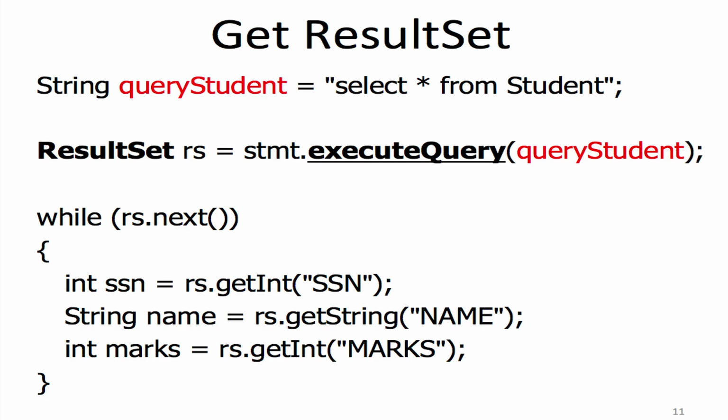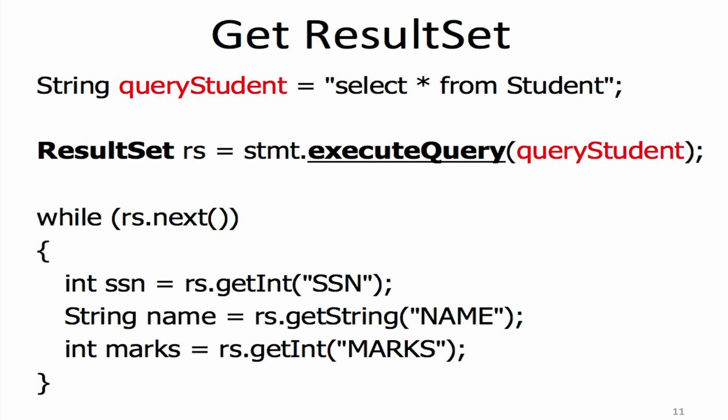And now see the while loop, while rs.next. Again this loop will run. How many times will it run? In this case it will run 2 times. Suppose we have 200 records, then it will execute 200 times. As we see here, there are 3 fields, SSN, name and marks, in this student table. So we have 3 variables inside this while loop: integer SSN, string name, and third integer marks.